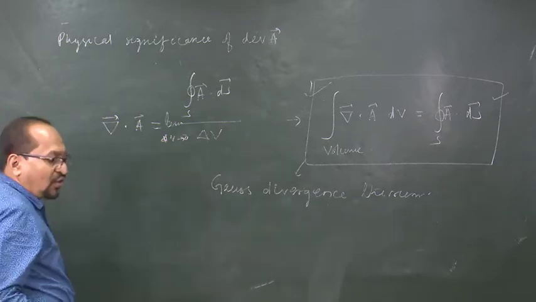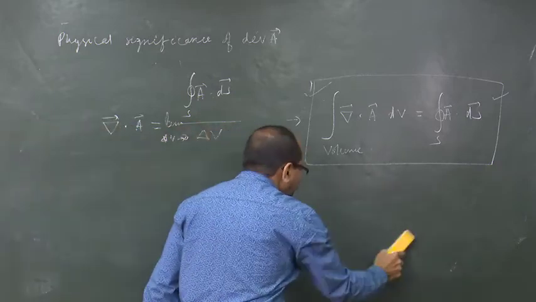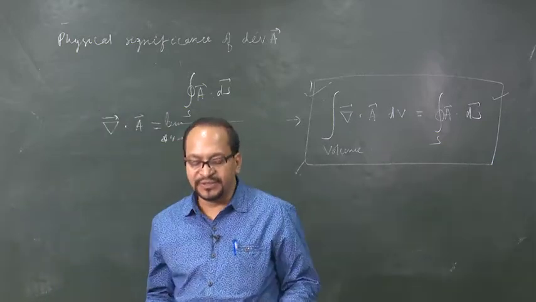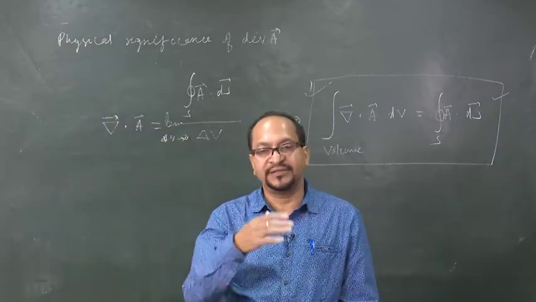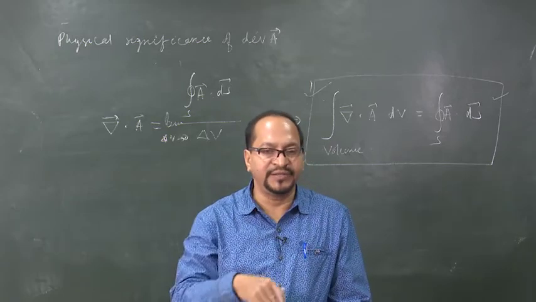Then coming to the curl of a vector, the physical significance of curl of a vector. Curl means how the vector circulates. If we talk about the curl of a vector, it means how the vector circulates about a point. Okay.